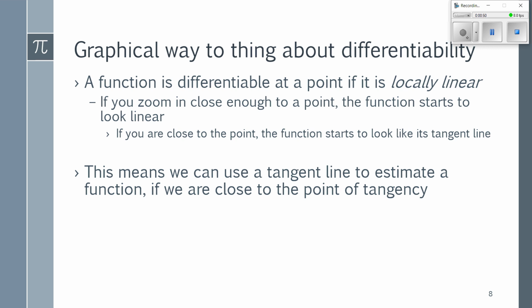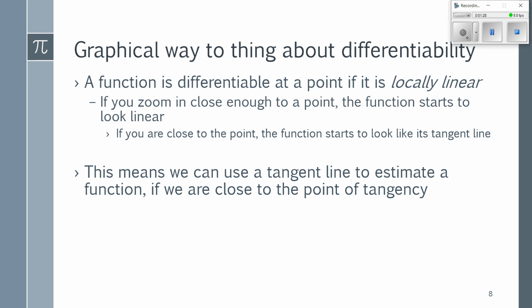This is a nice graphical way to think about differentiability because it allows us to then say, well, if I'm close to a point of tangency, my tangent line looking like my function means I can use the tangent line to estimate function values close to the point of tangency. Right now, that's not going to seem super helpful because of how much work it is to find the slope of the tangent and write the equation of the tangent. But we'll be learning some shortcuts for calculating derivatives. And when you know those shortcuts, finding a derivative is not super hard.